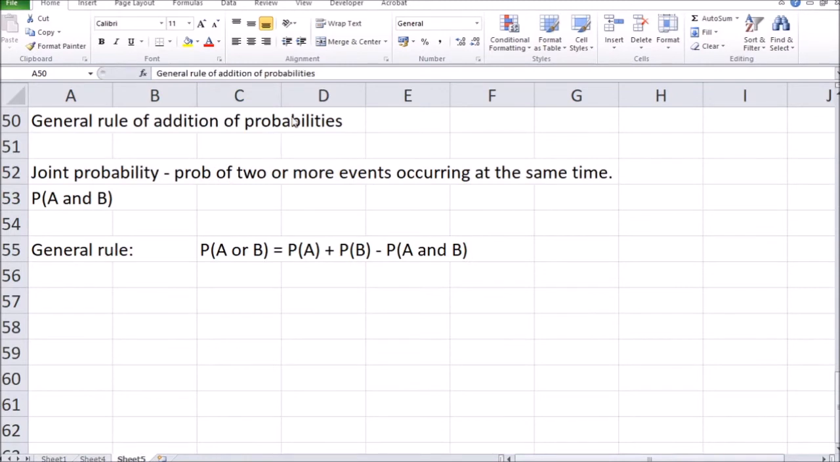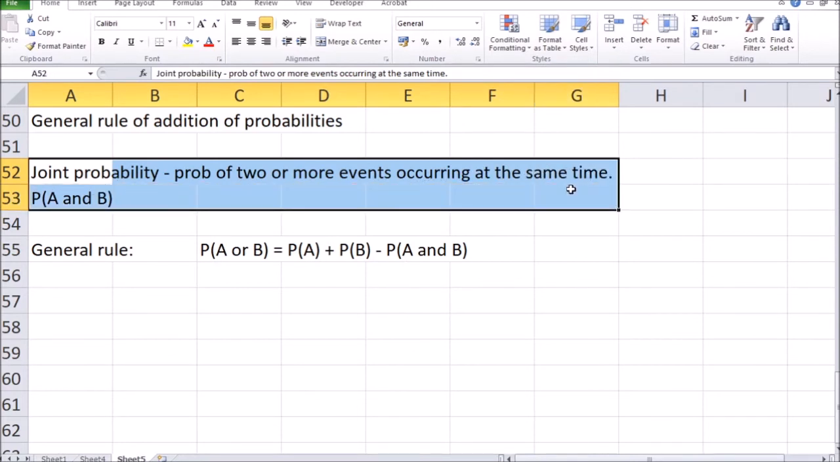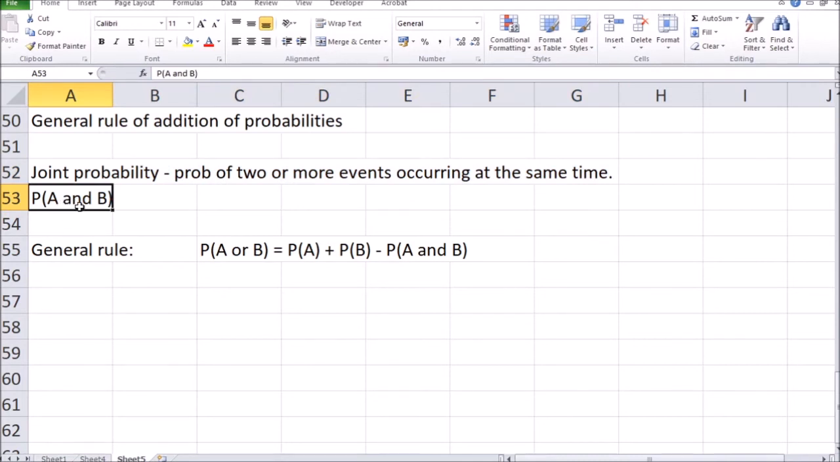And lastly, we're going to talk about the general rule of addition of probabilities. But before we go into the general rule, first we need to define joint probability. Joint probability is a probability of two or maybe even more events occurring, happening at the same time. If we look at an example of two events, let's call them events A and B, then I will denote joint probability as P(A and B), the probability of A and B jointly taking place.